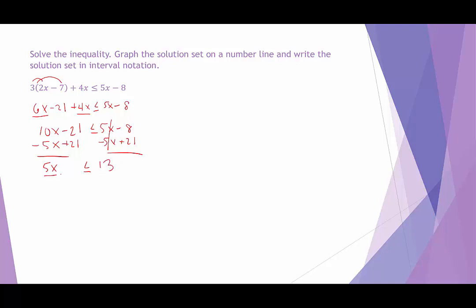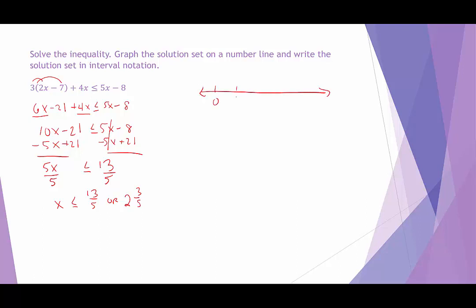To get x by itself, we'll divide both sides by 5. I'm dividing by a positive, so that does not affect the inequality symbol. It will stay 13 over 5. Or you can rewrite it as a mixed number. 5 goes into 13 2 whole times with 3/5. You can also convert it to a decimal. It would be 2.6.